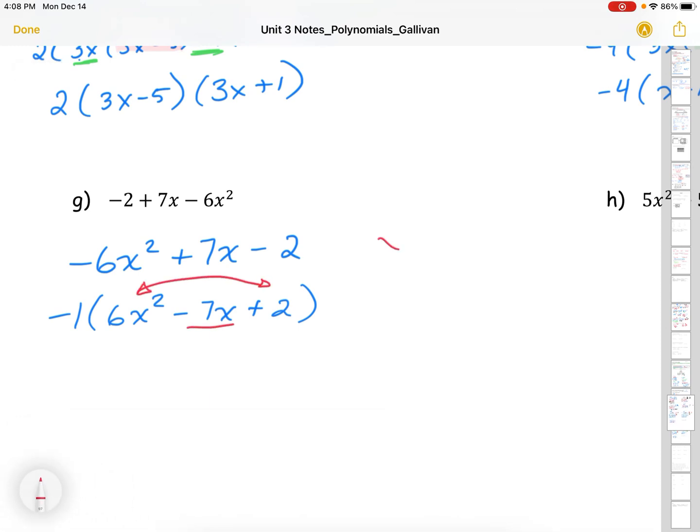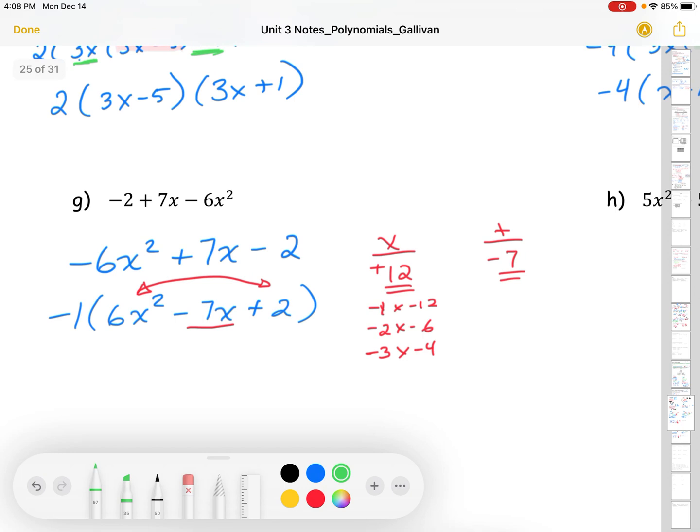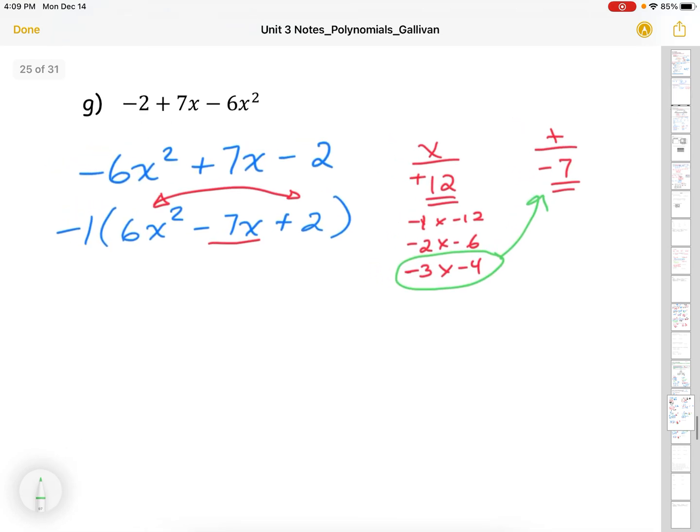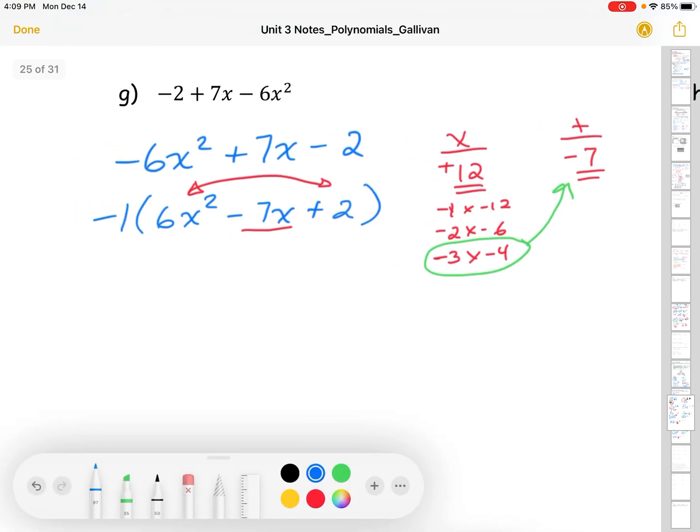I'm going to multiply these to get my product, and this is my sum. So my product is positive 12, and my sum is a negative 7. So because my sum is a negative 7 and my product is a positive 12, I know both my terms need to be negative. So I'm thinking, well, it's not negative 1 times negative 12. No, it's not negative 2 times negative 6. That does not add up to negative 7. But negative 3 times negative 4, that adds up to negative 7. So that's what I'm going to break my middle term into.